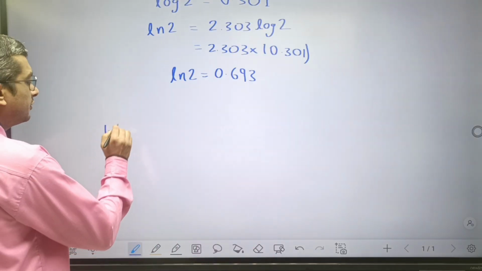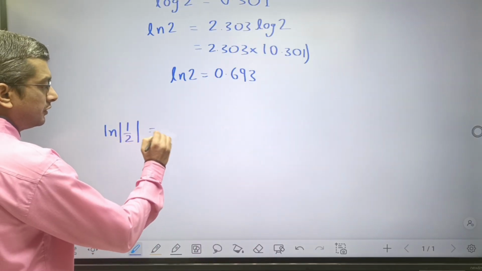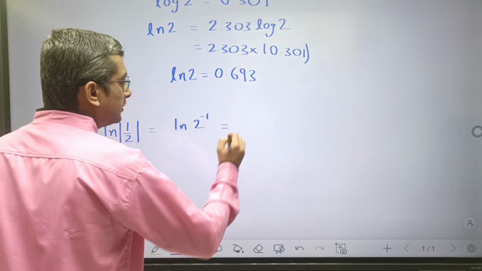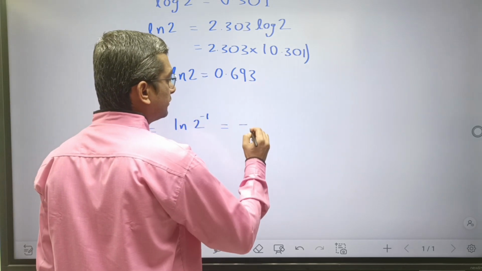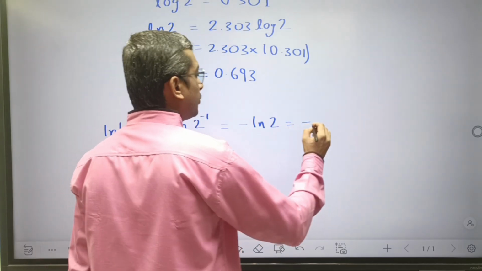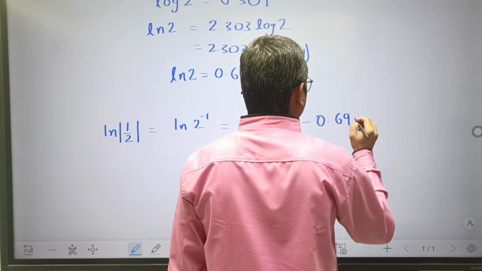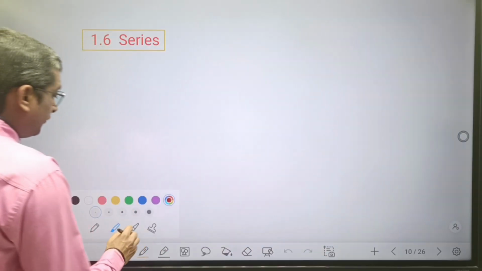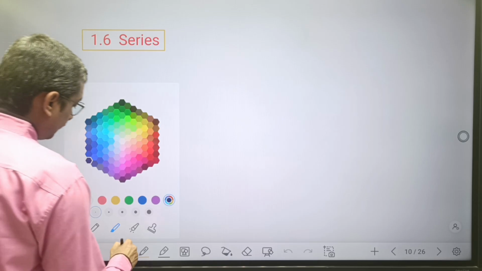So log 1 by 2 can be written as log 2 to the power minus 1. So using the identity, this is minus log 2, and as we know ln 2 is 0.693, so the answer is minus 0.693, isn't it?